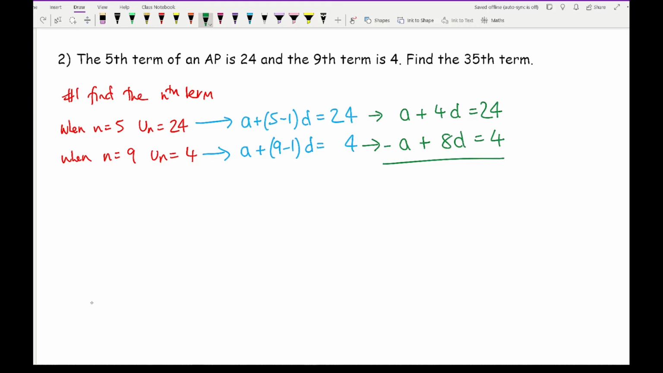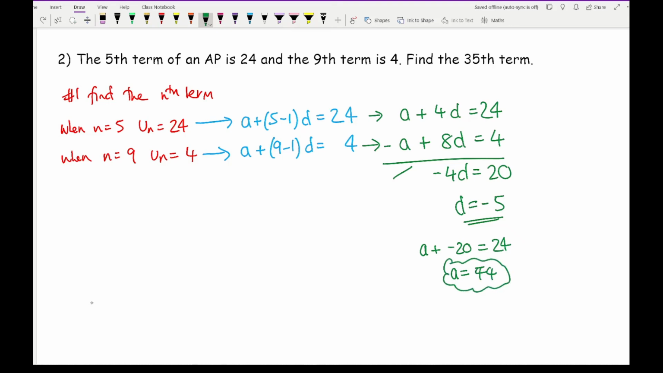So I've got a's, so let's just cancel that by taking away. So I end up with minus 4d equals 20. So therefore d equals minus 5, which is kind of expected because we can see that the sequence is decreasing. Now from this I can work out what a is just by substituting my value of d in. So here I've got a plus minus 20 equals 24. So a is going to equal 44.